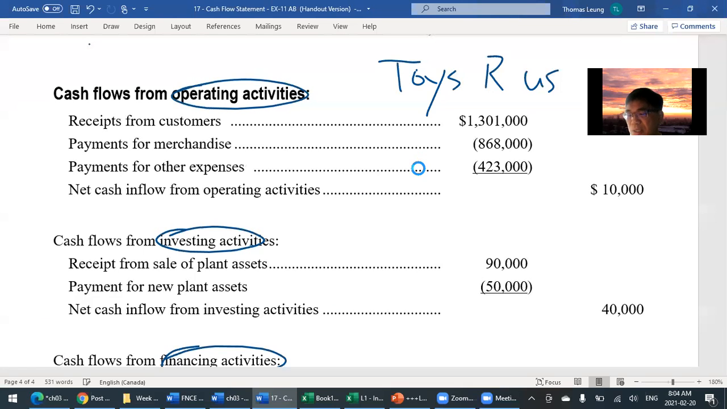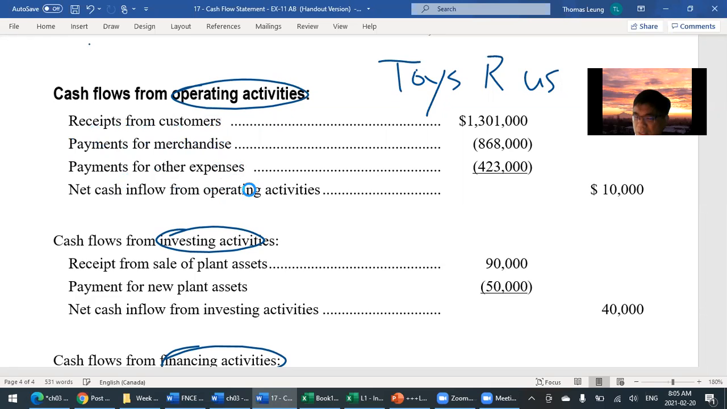They sell toys, so they will receive money from the customers, right? Where do they buy and sell toys? In the shopping mall, so they need to pay rent. They need to pay, say, electricity charges. They need to hire people and pay salaries, right? All those things I've just mentioned are operating activities. Whenever you talk about the money you pay to buy the toys, the money you receive from selling the toys, the money you pay for rent and salaries, all those are here. That's why you find these things: receipts from customers, payments for merchandise, and payments for other expenses.